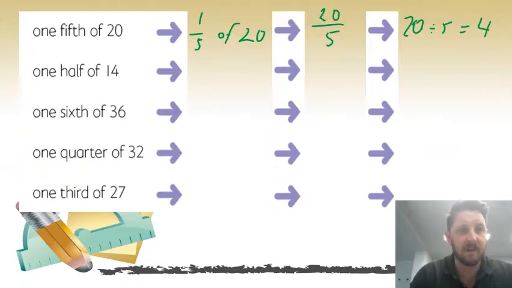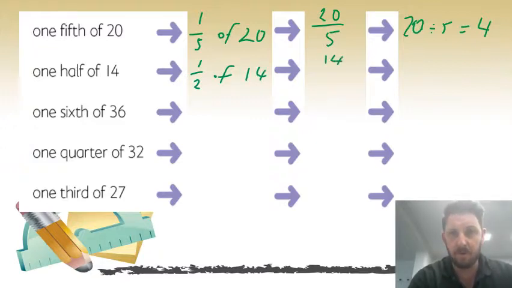I could do the same thing on the next one, which says 1/2 of 14. Now, I know you could work this out in your head, but we're going to do it going through the process. So 1/2 of 14. Then I know that I'm going to put the number of the whole on the top here, and I'm going to put the vinculum in, and then I'm going to put the 2 back on the bottom. So 14 over 2, which means 14 divided by 2 equals 7.